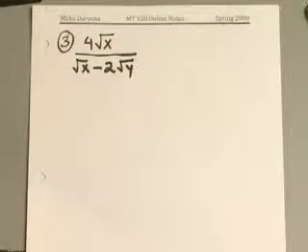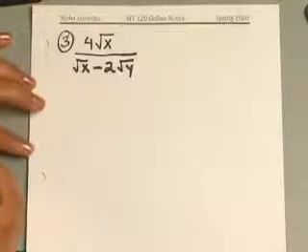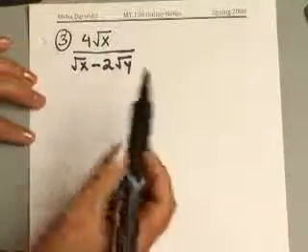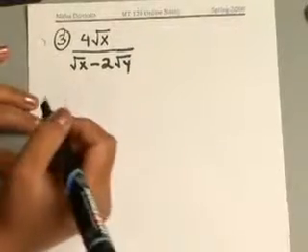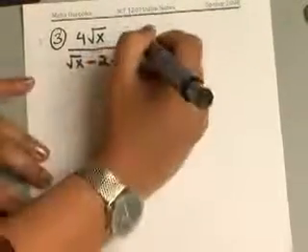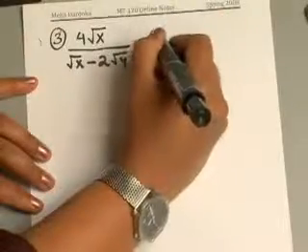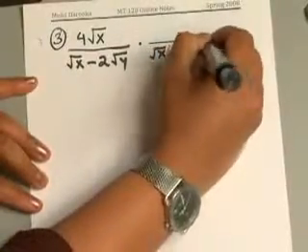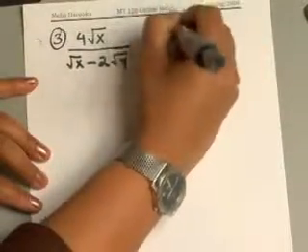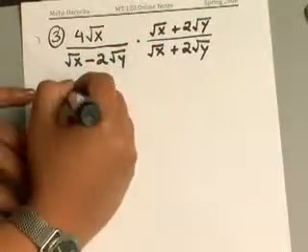Alright, so let's take a look at an example that has variables in them. Now in this one, you can of course see you have 4 square root of x over square root of x minus 2 square root of y. Now again, you start by multiplying with the conjugate of the denominator. So your conjugate here would be square root of x plus 2 square root of y. Multiply the numerator also. And let's see what we end up with.